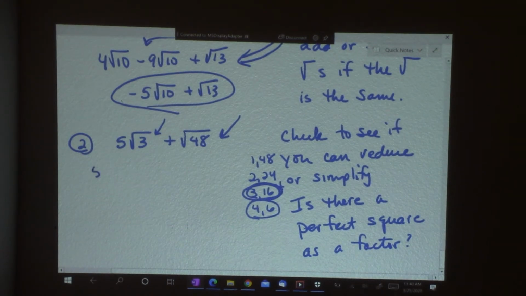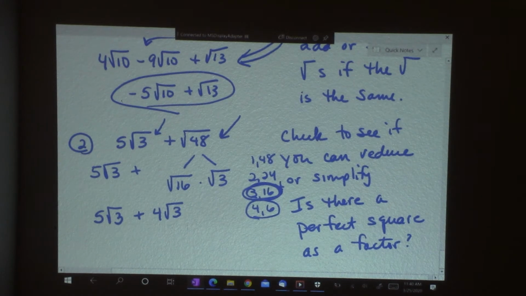So I'm just going to bring 5 square roots of 3 along for the ride. And then I'm going to factor the square root of 48 to the square root of 16 and the square root of 3. Okay? And that's multiplication between them. So now the square root of 16 is 4. So that becomes 4 there. And then it's still multiplied with the square root of 3.